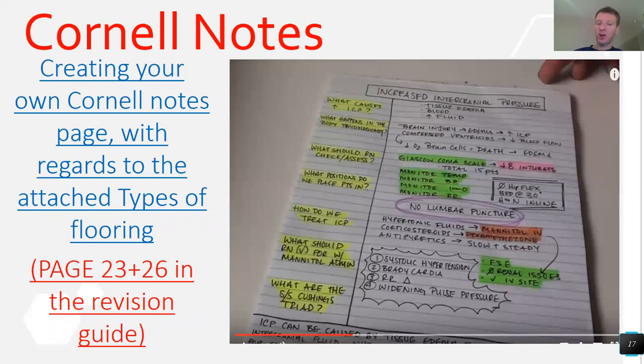As always, core notes are really, really important. They will embed your knowledge of the topics. Do look at the BTEC Construction Revision Guide. Do look at page 23 and 26, not between 23 and 26, but actually only page 23 and only page 26, and complete your core notes.